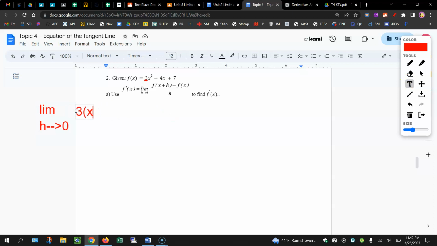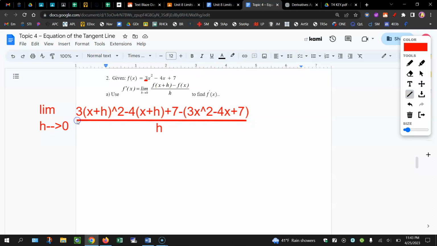So you're going to have 3 times (x plus h) quantity squared minus 4 times (x plus h) plus 7, minus the original function 3x squared minus 4x plus 7, divided by h. So that's what that limit looks like when you substitute in the first step.